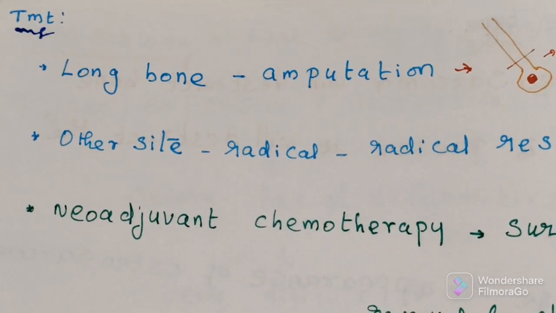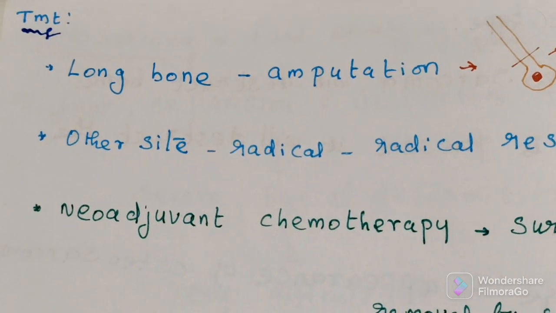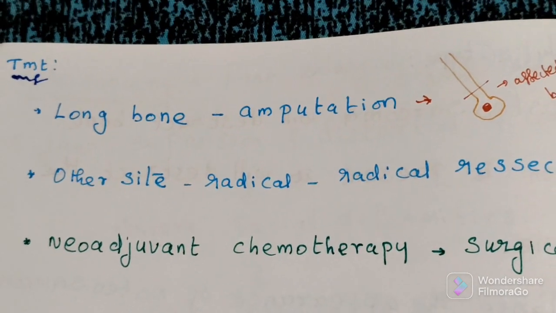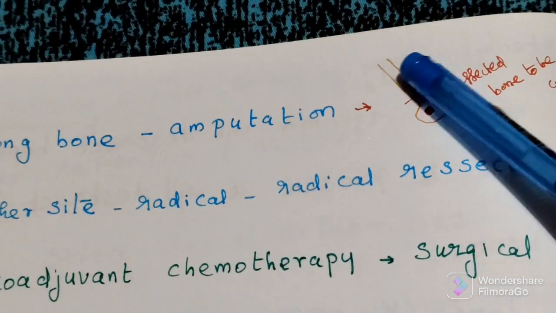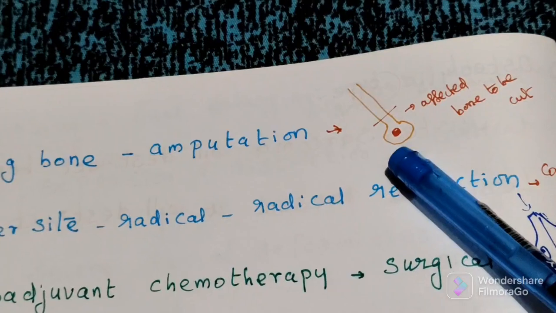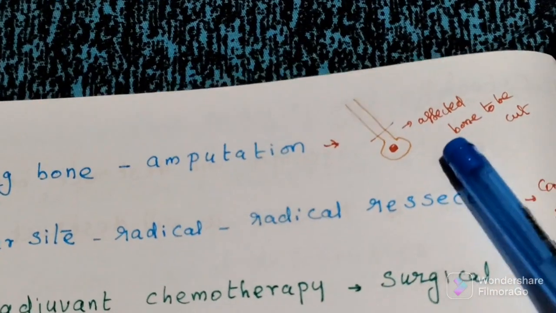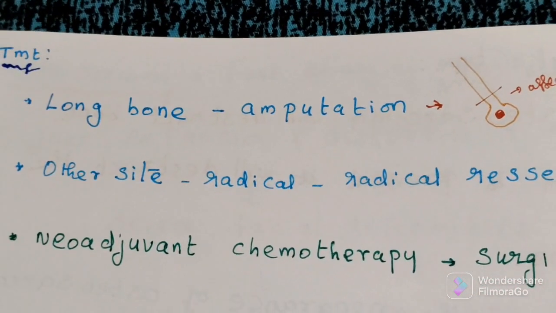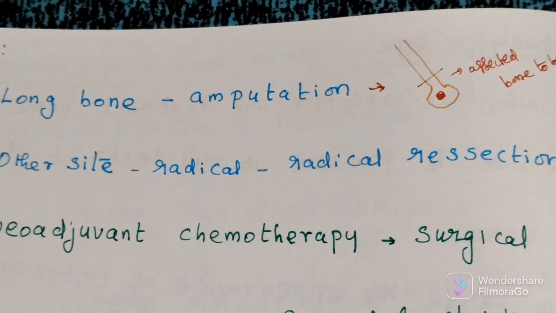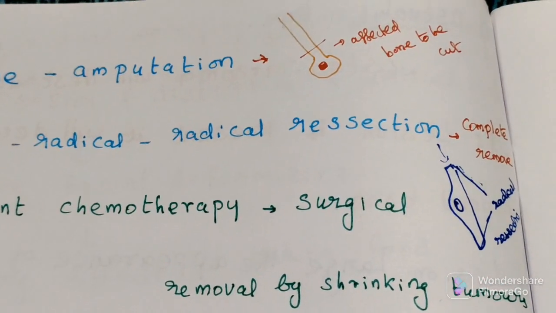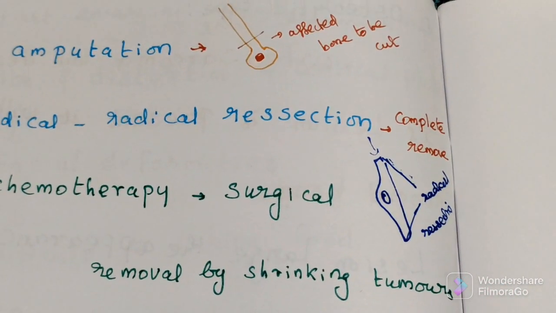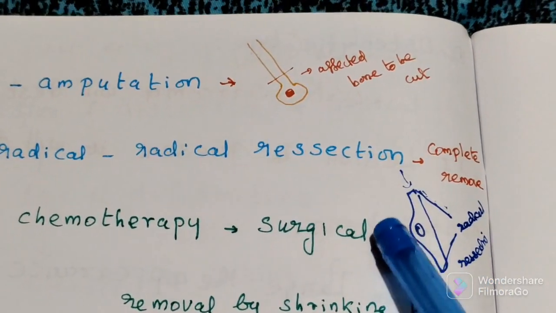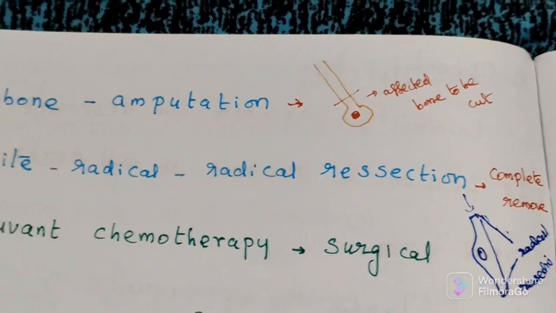Final one is treatment of osteosarcoma. In the case of long bone, we will do amputation. What is amputation? Suppose this one is the bone, here the affected area we can cut and remove. So long bone means amputation. Other than long bone, other sites we will do radical resection. What does radical resection mean? The bone and other areas affected, the complete area we can remove.